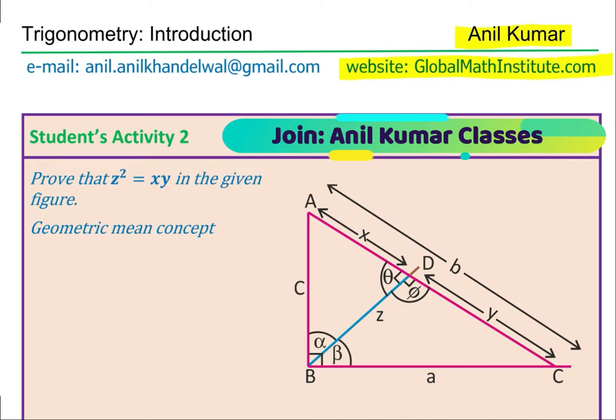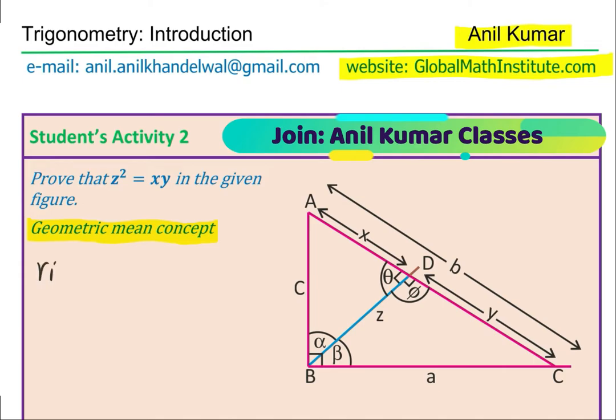In this video, we are going to solve a very interesting question which says, prove that z square equals xy in the given figure. Now, this is also known as the geometric mean concept. The figure here shows a right angle triangle ABC. So let me rewrite what the figure is.